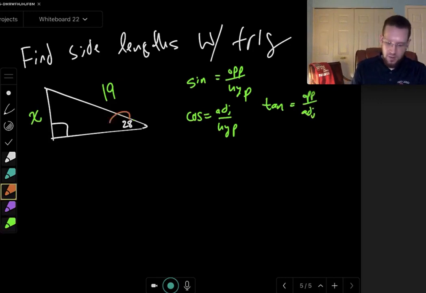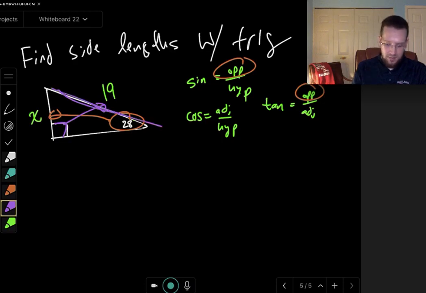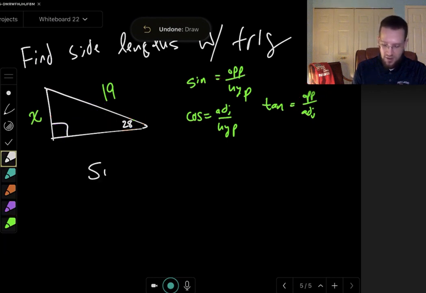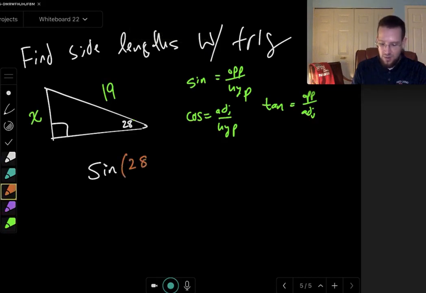Now notice here is 28, and what do we have? Well, we have this opposite side, and also the hypotenuse. So it looks like we're going to be using sine here. We're going to have our sine function, which is the opposite over hypotenuse. So this is the sine of the angle, and for us, the angle is 28 degrees.